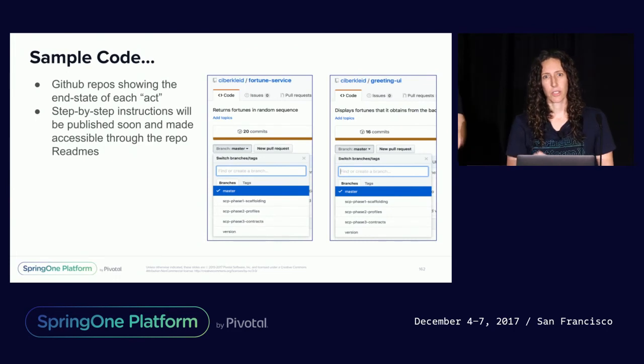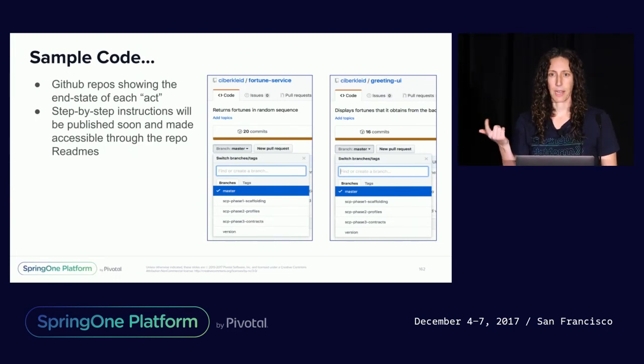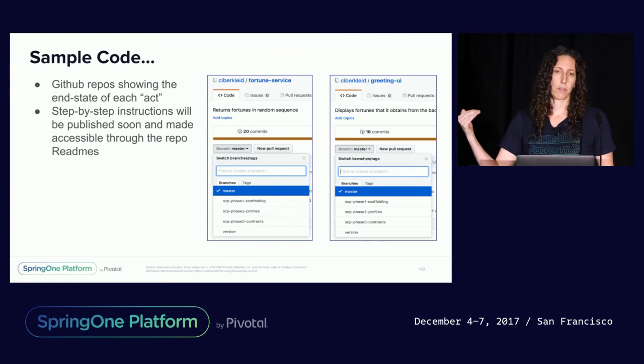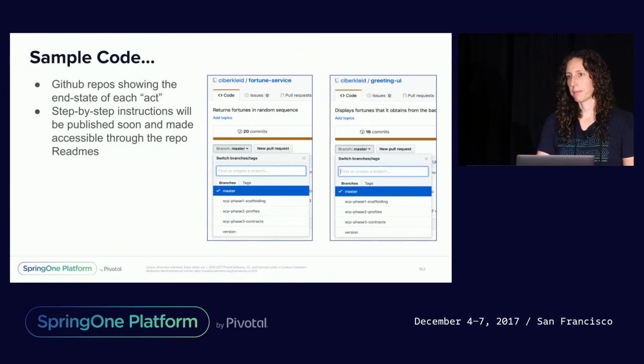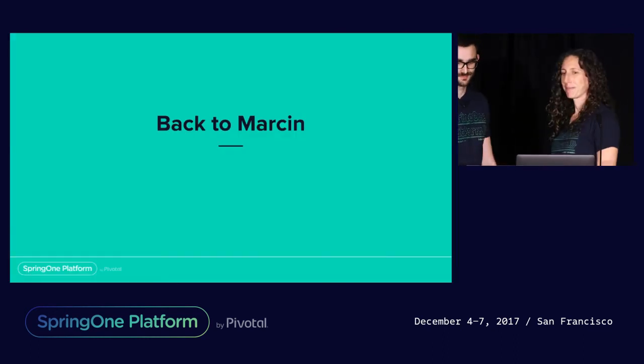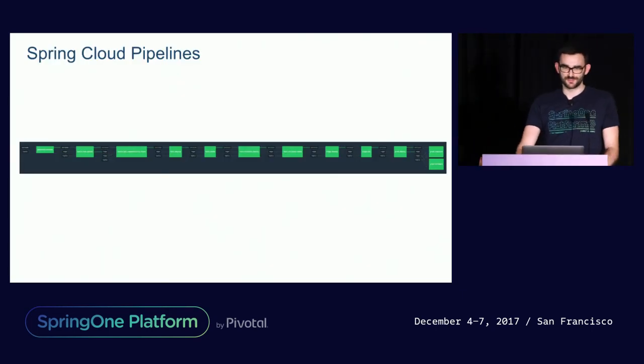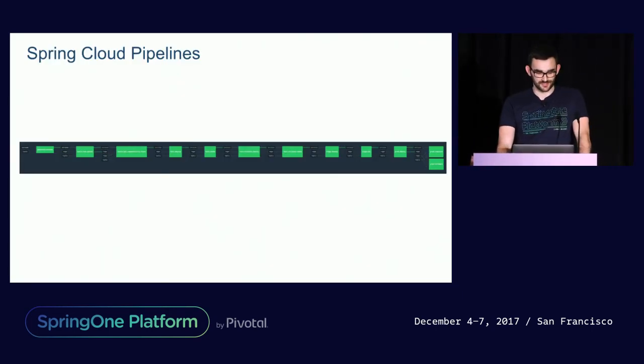One last note. All of this stuff that I've showed you is actually available on GitHub: the Fortune Service app and the Greeting UI app, and there are 4 branches. The master branch has the original code before any of these changes, and then it's separated between phase 1, phase 2, and phase 3, so you can see the end state of each of these 3 acts. So that's the end of the story. Back to Marcin. Yeah, that's me. So this is the pipeline you could have seen in action.